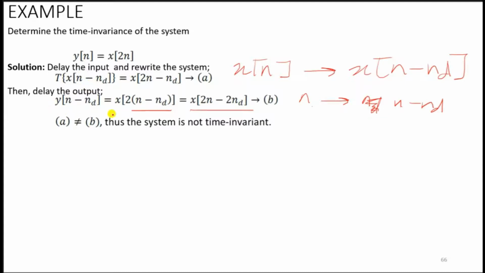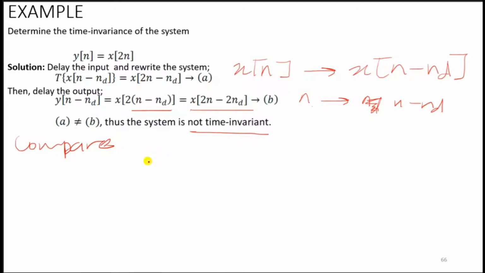Let me clarify that again. When you delay the output, n becomes n - nd. So just n, not x[n], yeah, n. So you write here n - nd, then you expand, and you have your output here. When you compare these two, you see that the system is not the same, and so it is not time invariant.